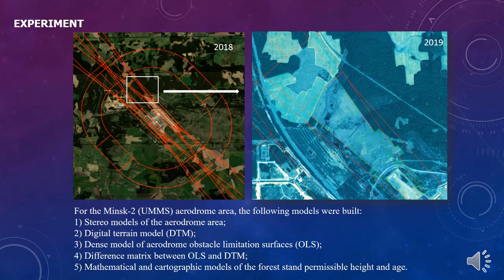Dense digital models of aerodrome obstacle surfaces were created from vector models calculated according to the aerodrome Minsk 2 category. The digital terrain model was built on the filtered and manually checked point cloud. The difference matrix between OLS and DTM models was created as a regular digital elevation model. Contours were formed on the model with a step section of 1 meter. The total geodetic and measurement accuracy of the obtained models meet the flight safety requirements of 3 meters for vertical objects according to the ICAO rules.